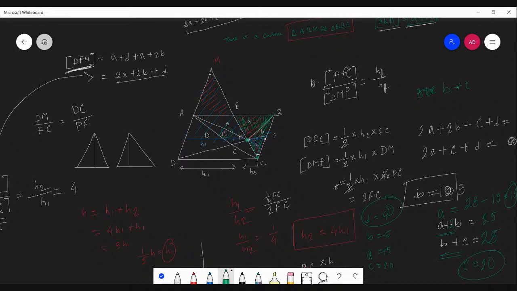No, I don't need the height. I actually don't need the height. I don't need this height.